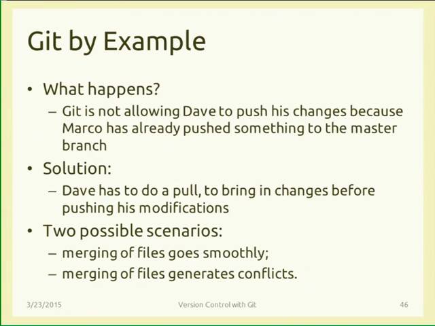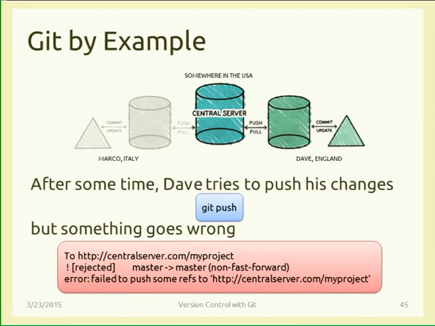Because the version in which this person started working is no longer the latest version that is online, because someone else updated that version. So how to overcome this situation after modifying some file? Well, you have to perform a pull. Take all the changes, and then you can perform a commit and push.